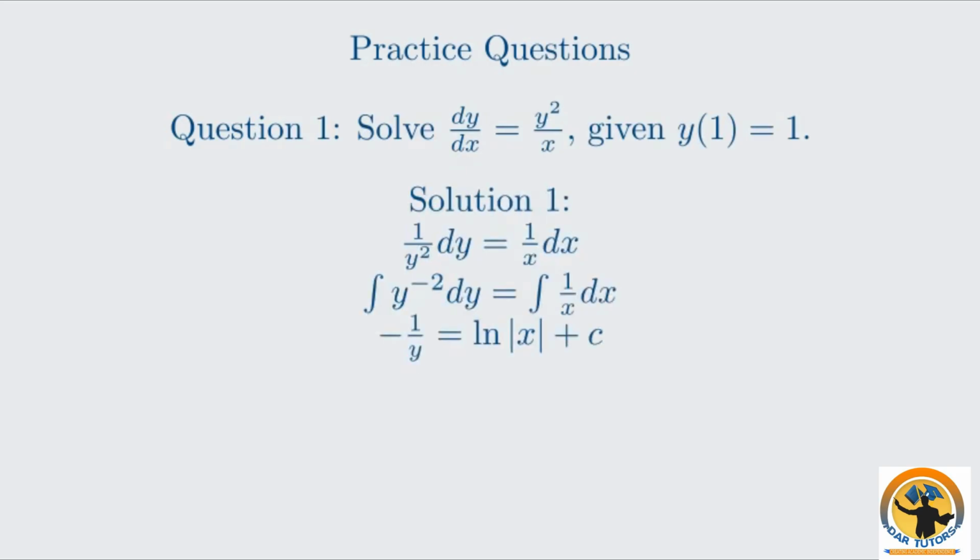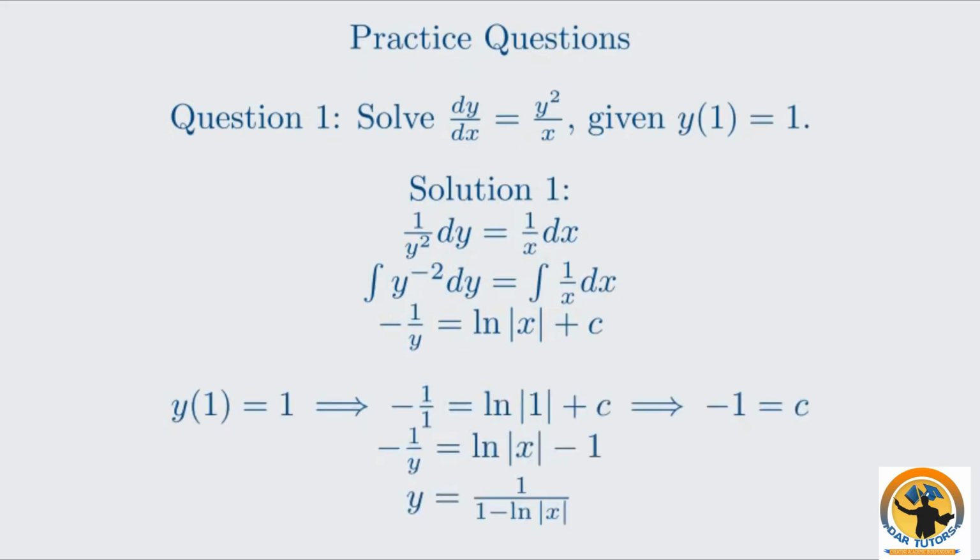First, we separate the variables to get 1 over y squared dy equals 1 over x dx. Integrating both sides gives negative 1 over y equals ln of the absolute value of x plus c. Using the initial condition y of 1 equals 1, we find that c equals negative 1. Substituting this back, we get negative 1 over y equals ln of x minus 1. Solving for y gives the particular solution y equals 1 over 1 minus ln of x.